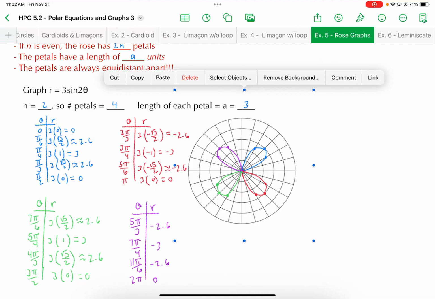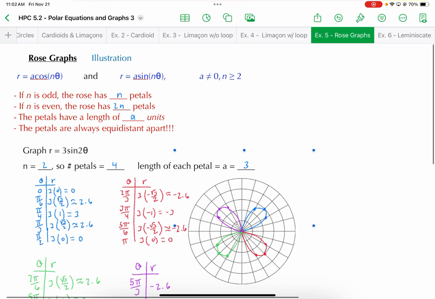What if you have like 5 petals? Okay, so that's where this comes into play. The petals are all equidistant apart, right?